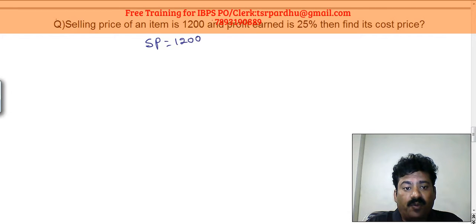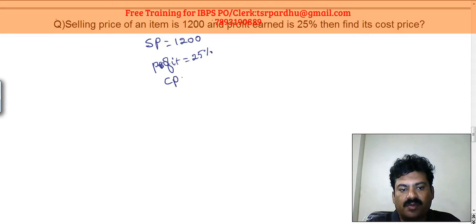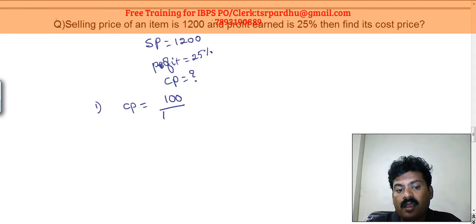and the profit percentage is 25%. Then we need to find out cost price. Just we have to find out the cost price. What is the cost price? In the first mechanism, we can make use of formula. In case of cost price, simply we can find out 100 by 100 plus here gain 25% into selling price. Selling price is 1200.